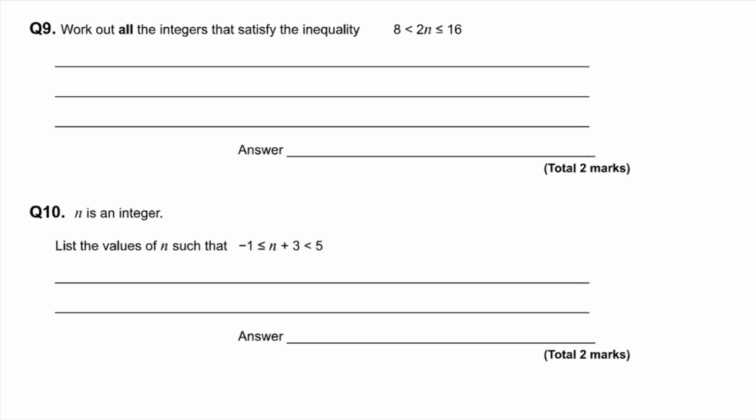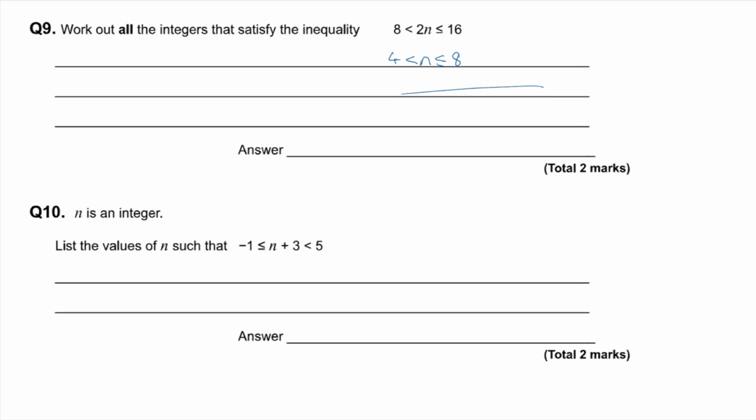Okay. Question 9, work out all the integers that satisfy the inequality 8 is less than 2n, which is less than or equal to 16. See, I've got 2n in the middle. It'd be much nicer if I just had an n in the middle, and I can do that by just dividing all parts of the inequality through by 2. So 8 divided by 2 is 4, 2n divided by 2 is n, 16 divided by 2 is 8. So that tells me that n lies between 4 and 8.